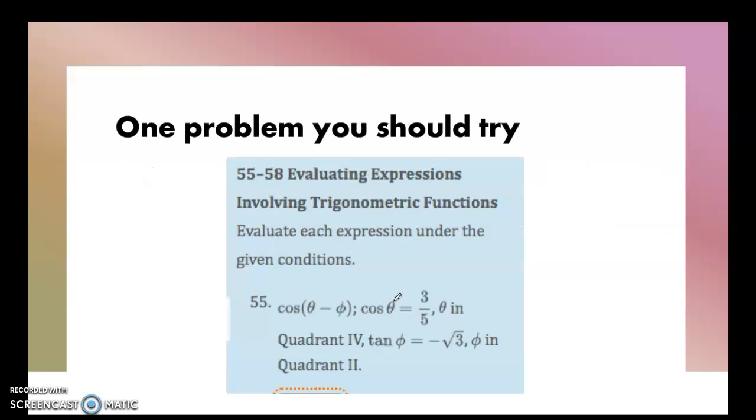Here's one you should try. This one is problem number 55 out of section 7.2, so it's in the task section. You can do this problem and then go into your ebook, go into the problem set for section 7.2, find number 55 and see if you get the right answer. Okay, so pause your video and do that, and then come back.